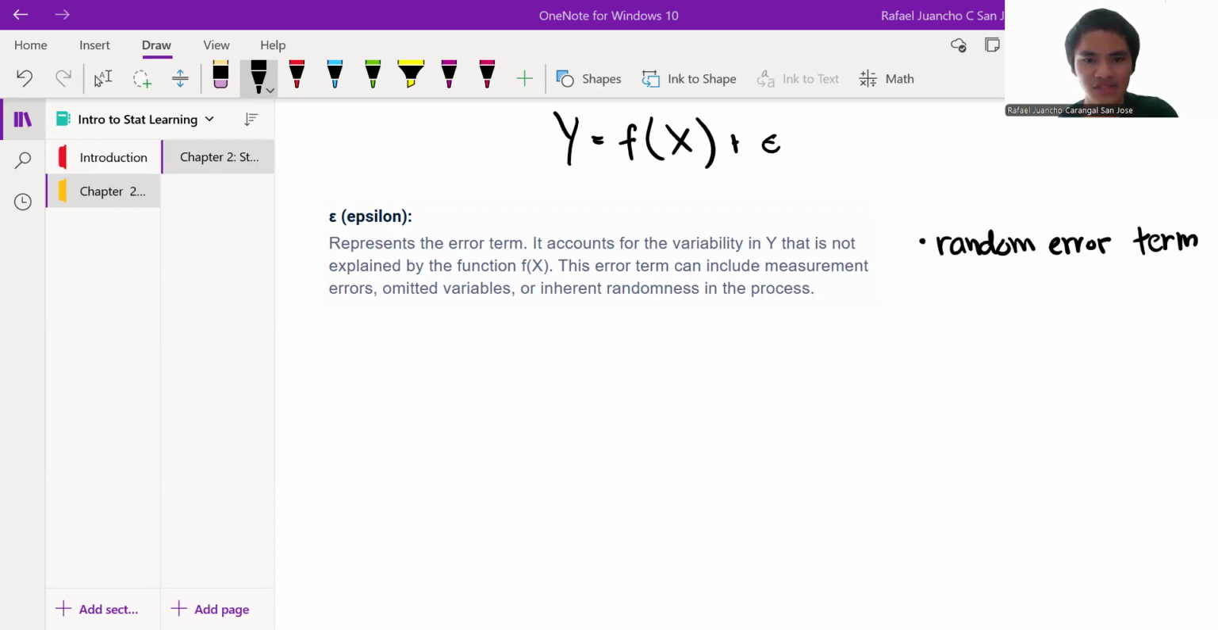Okay, what else did we say about it? It has a mean 0. When we say mean, it's the average of all of those. It has a mean 0.